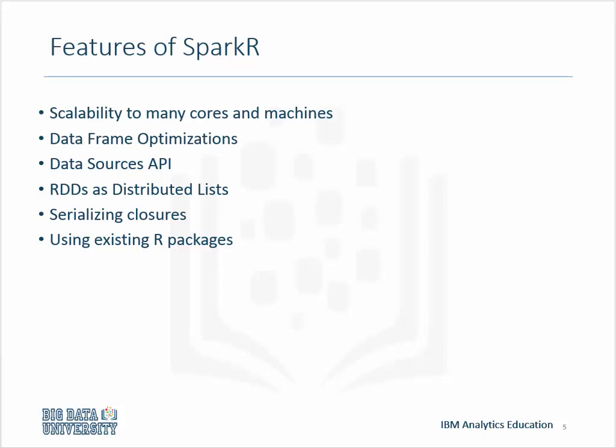Then we have the RDDs as distributed lists. SparkR exposes the RDD API of Spark as a distributed list in R. For example, we can read an input file from HDFS and process every line using lapply on an RDD. In addition to lapply, SparkR also allows closures to be applied on every partition using lapply with partition. Other supported RDD functions include operations like reduce, reduce by key, group by key, and collect.